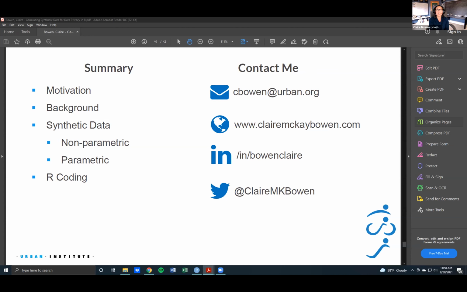So at Urban, we're working on a project where we're doing a mixture of trying to expand access through a synthetic data set. Another one is the query-based approach I talked about, but it's somewhere in between the tiered access of getting full access to the confidential data and just the public use file.